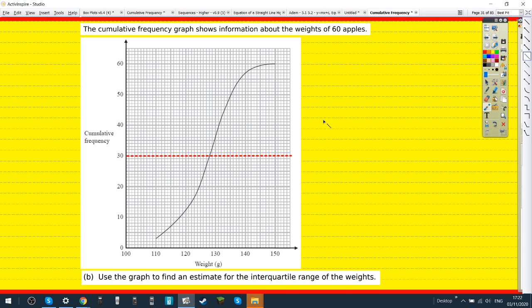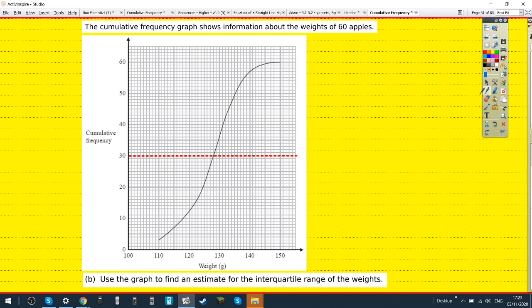So, what's interquartile? Which apple is the lower quartile one, if the median apple is 30? For this one, a half would be the median. A quarter, the quarterth apple, is the lower quartile. So that's like the middle apple of the bottom half. And then at the 3/4 mark is the upper quartile.